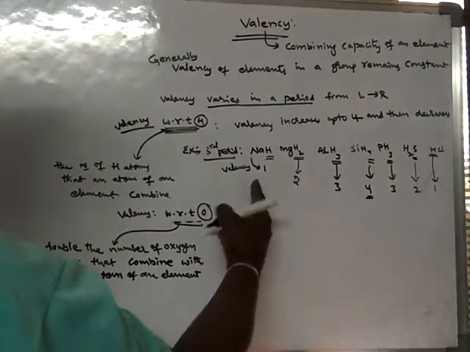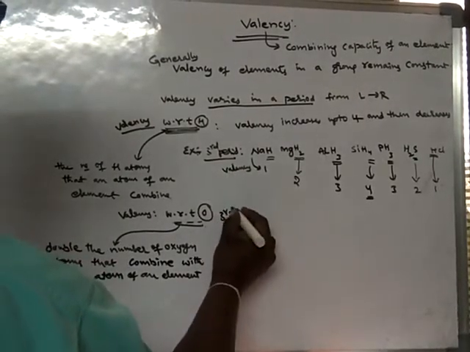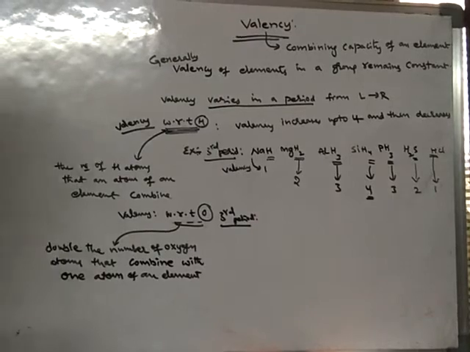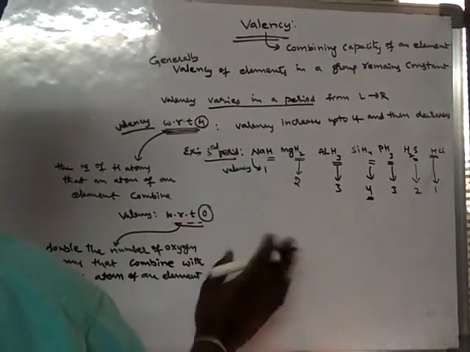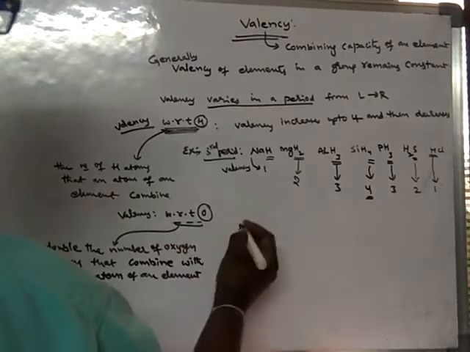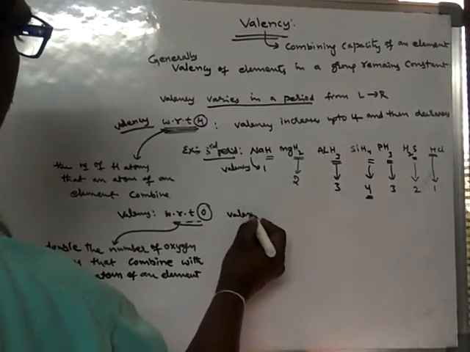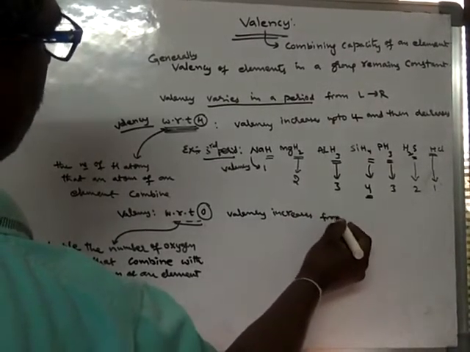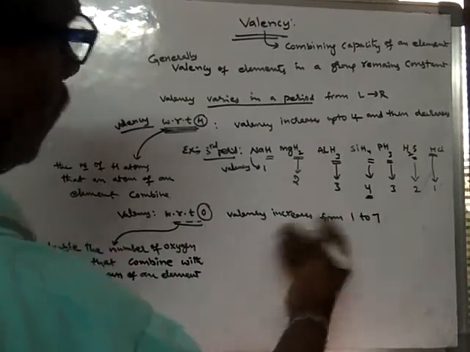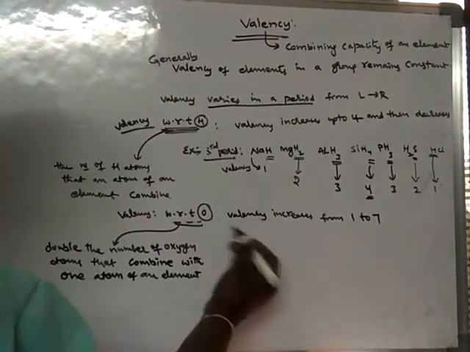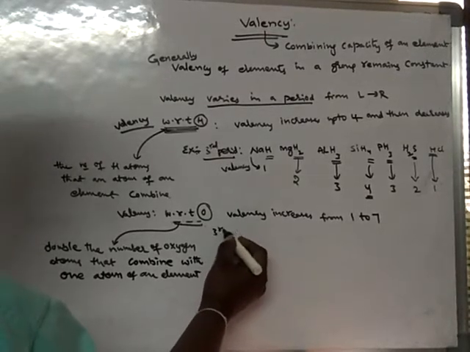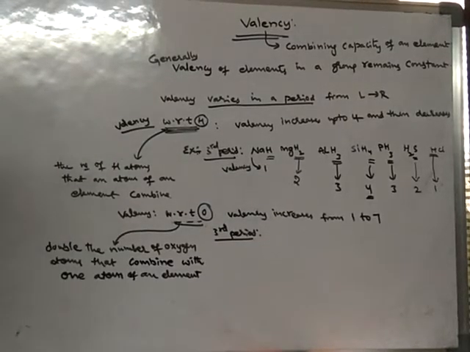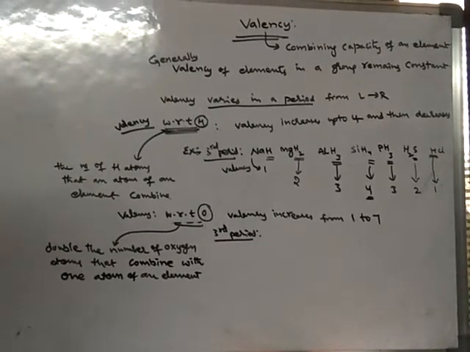For example, take the same third period. What is happening? Generally along a period, with respect to oxygen, valency increases from 1 to 7, continuously. Let us take the example of the third period elements and see how their valency varies when they combine with oxygen.